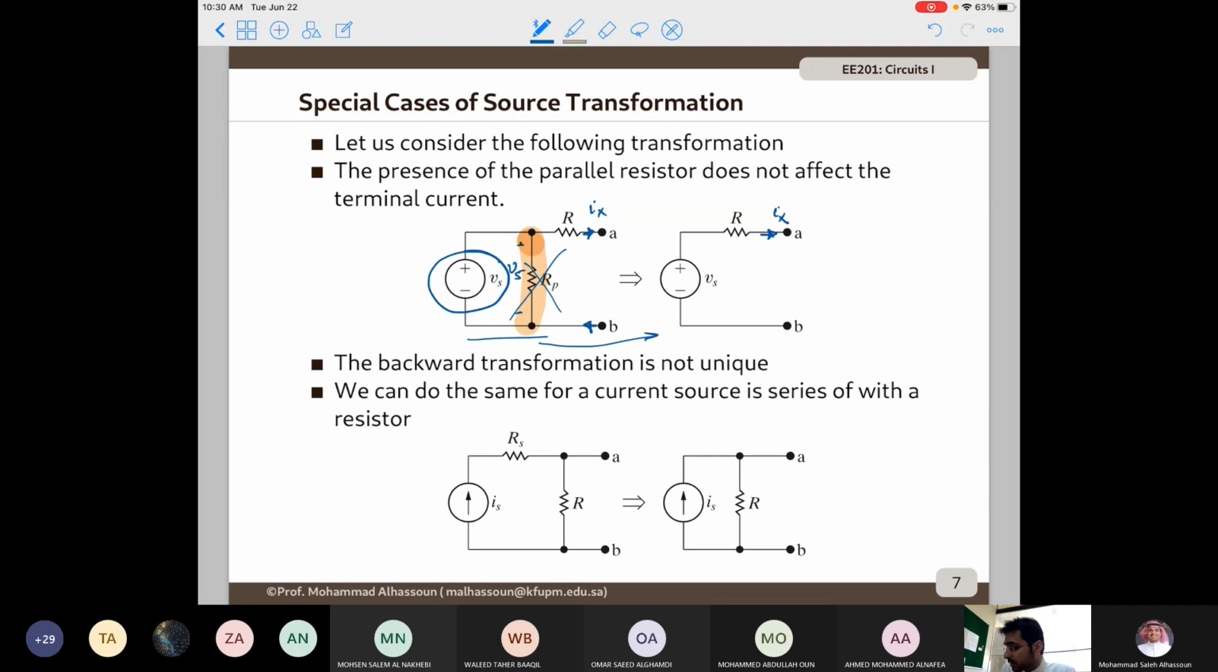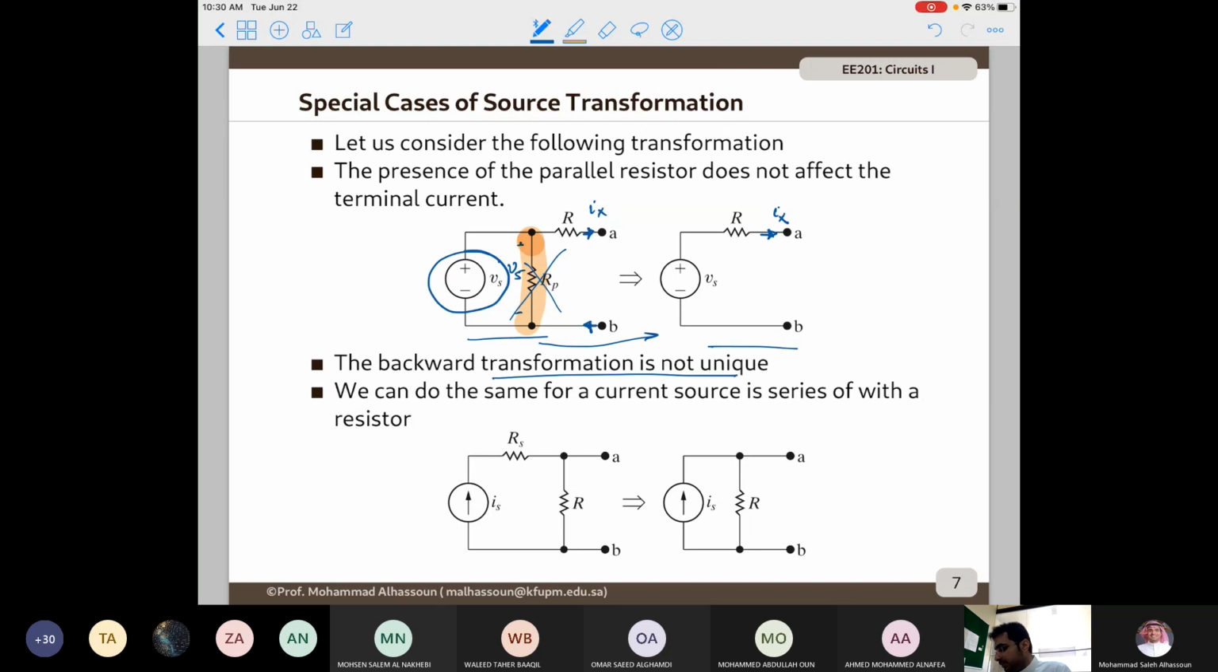If I give you this representation, and I tell you that we have a voltage source in parallel with a resistor, you would say, well, I have infinite possible choices of the parallel resistor. I can only constrain this if I know the needed power generated by the source. So the backward transformation is not unique.